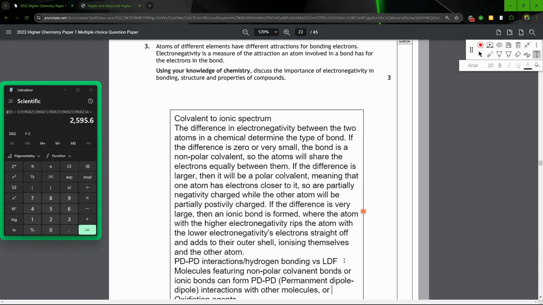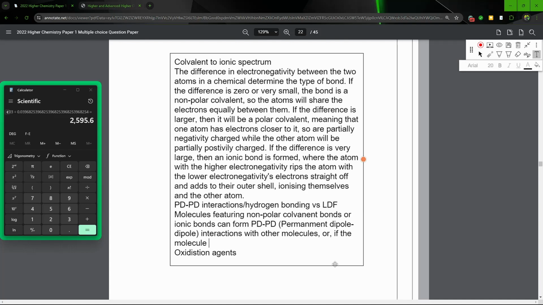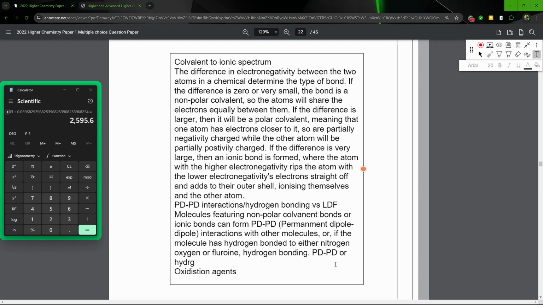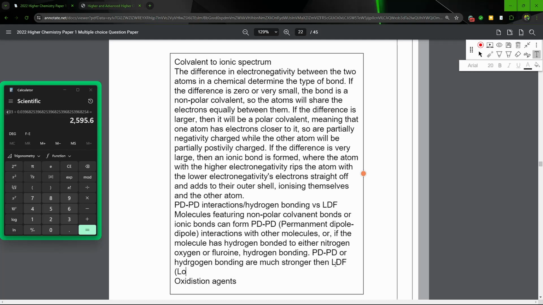or if the molecule has hydrogen bonded to either nitrogen, oxygen, or fluorine, hydrogen bonding. PD or hydrogen bonding are much stronger than LDF and dispersion forces.